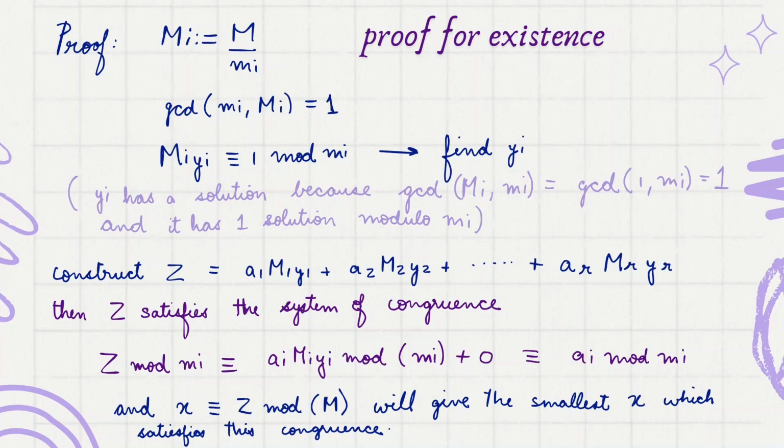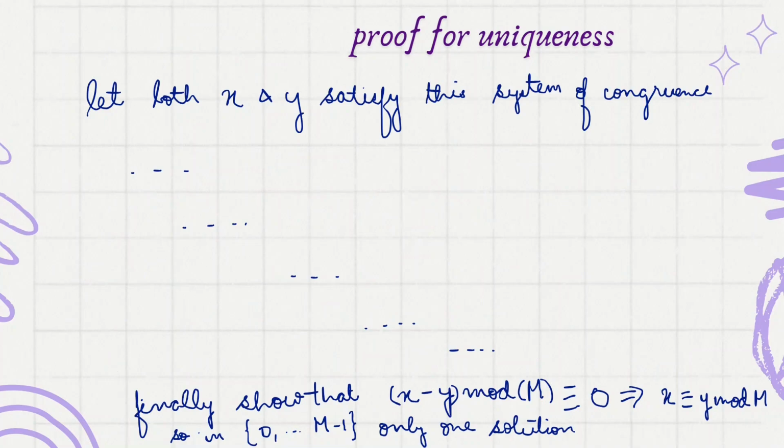Next, we need a proof of uniqueness. That is, there is only one unique solution modulo capital M. And I'm going to leave that to you. Try to think about it and solve it. It's very simple. For any kind of uniqueness proof, we assume that there are two numbers which satisfy it, and then we try to show that those two numbers are nothing but the same. We're going to do the same thing here as well.